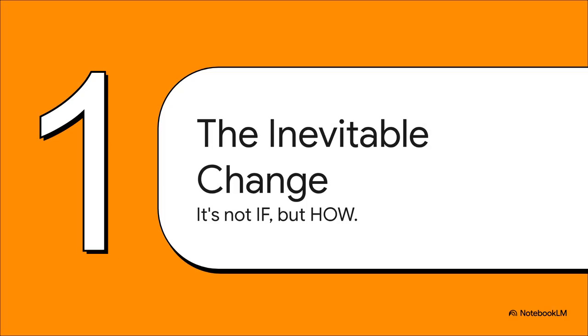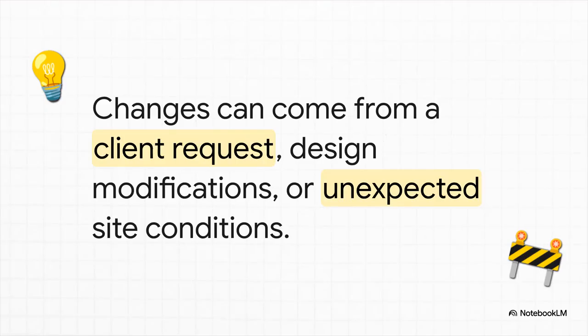Now, we'd all love a project that goes perfectly according to plan, right? But let's be realistic, that almost never happens. Change is just an unavoidable part of the process. So the question isn't if it's going to happen, it's how you're going to handle it when it does. And these changes, they can pop up from just about anywhere. The client might have a sudden flash of brilliance mid-project. The architect might tweak a design. Or, and this happens all the time, the site itself throws you a curveball. You start digging and discover some really funky soil conditions. Any of these things can trigger the need for a change.